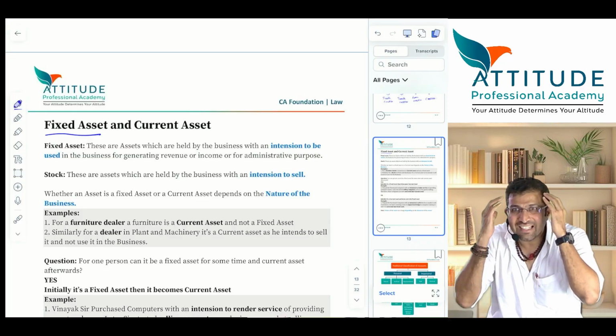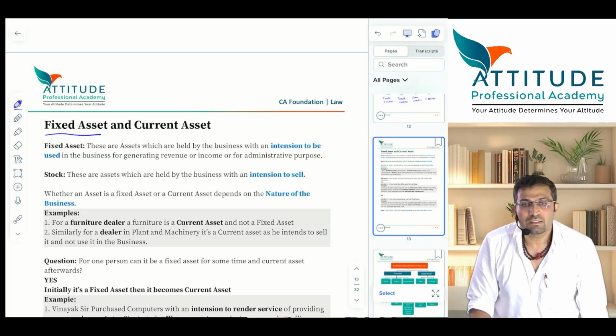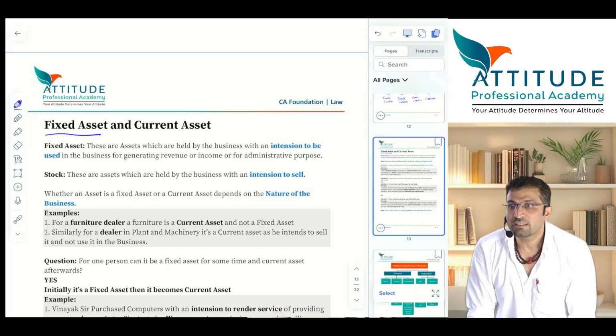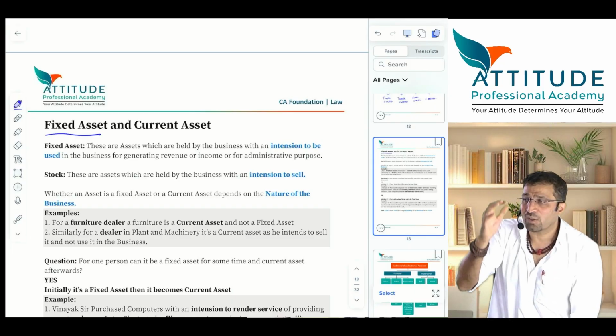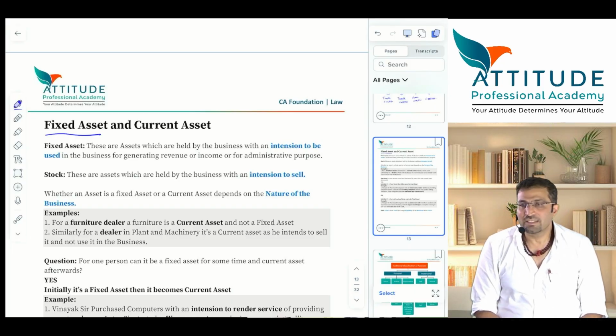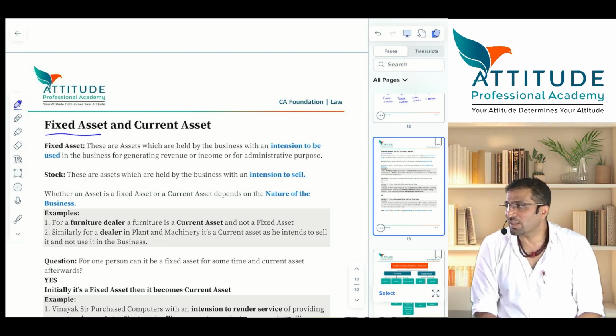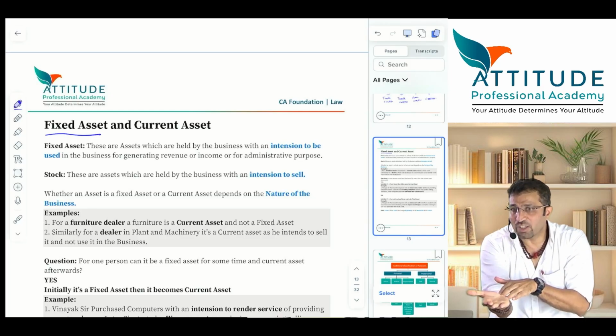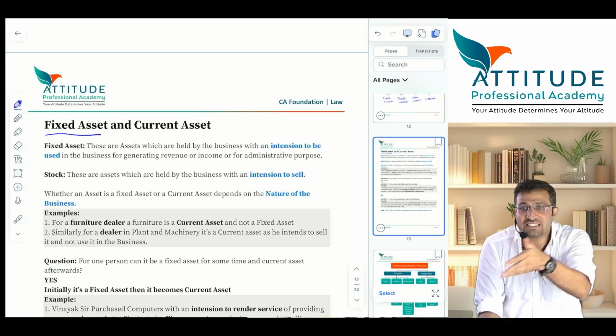Now tell me, the investor gets confused about what this fixed asset is, because he is not from a commerce background. He is from a science background. He is a layman who doesn't understand commerce. But he knows where to invest. He wants to invest in your company. But for that, he is reading your balance sheet. The balance sheet says fixed asset.